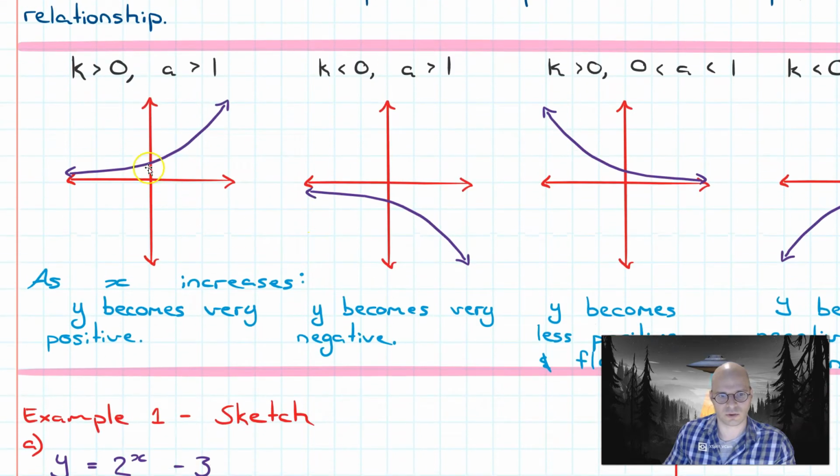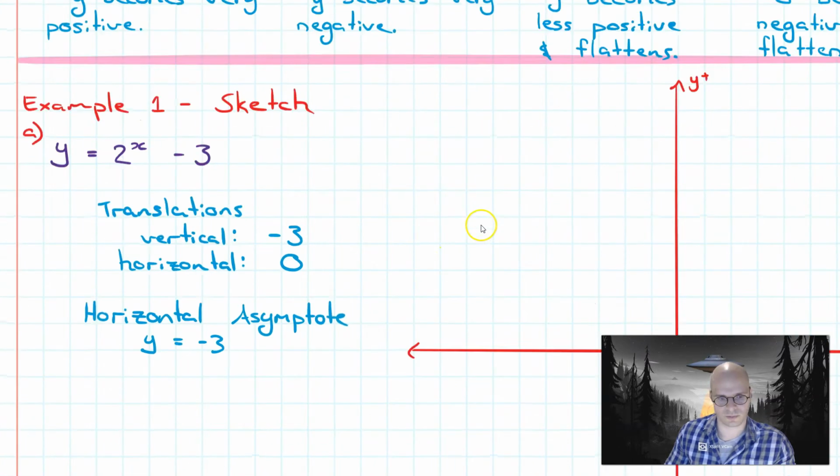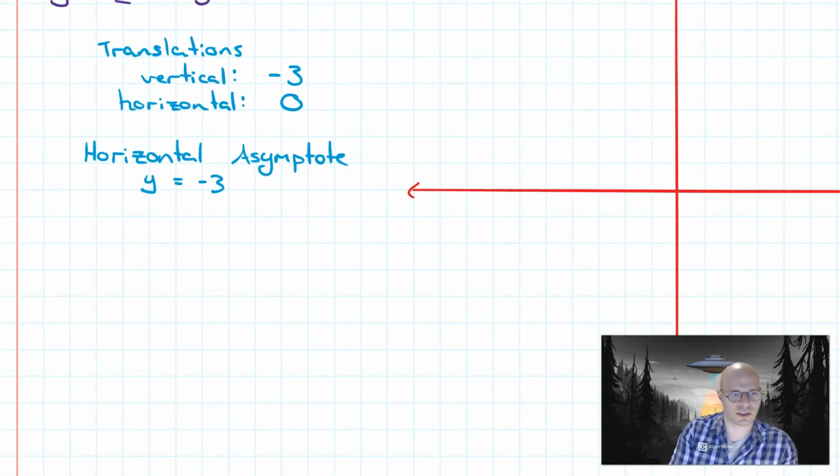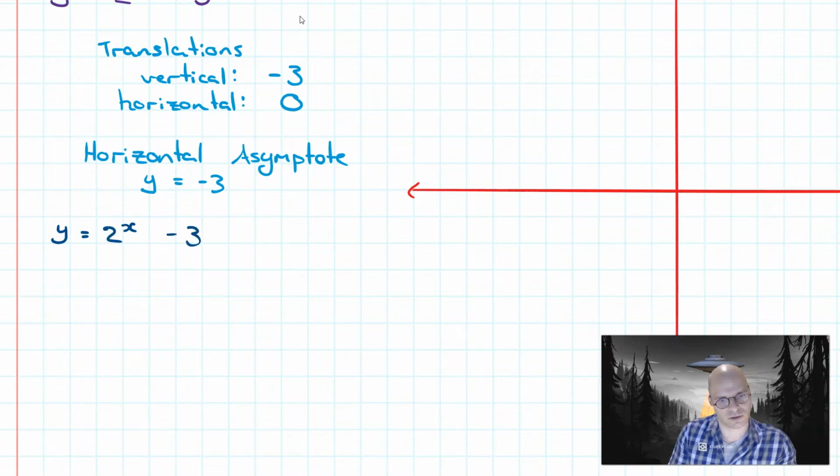Or in other words, we want to find where our exponential is going to cut the y-axis. So it's this point here, here, here, and here. So to do this, what I'm going to do is I'm going to show my full working out by rewriting the relationship again, y equals 2 to the power of x minus 3.